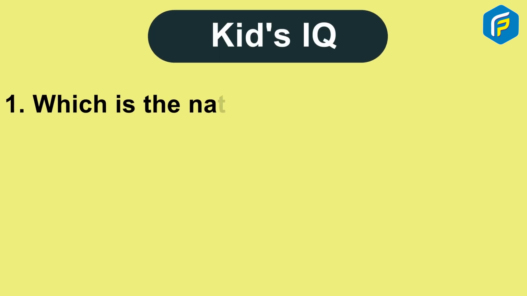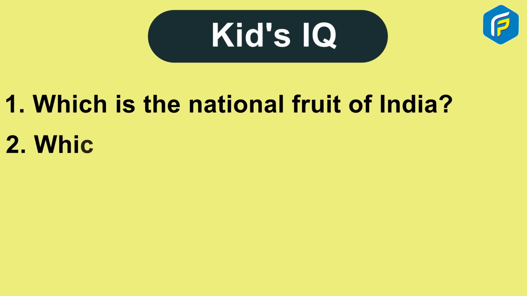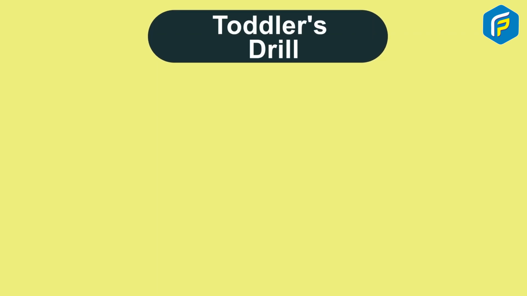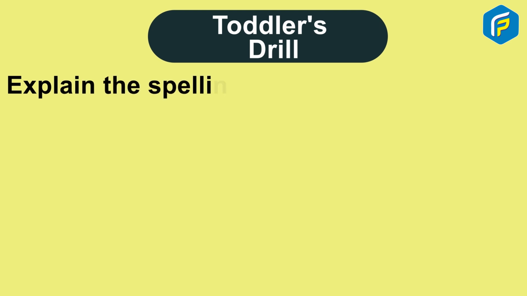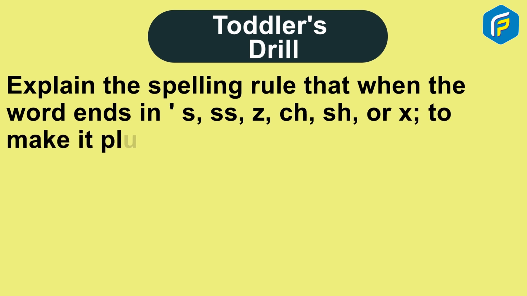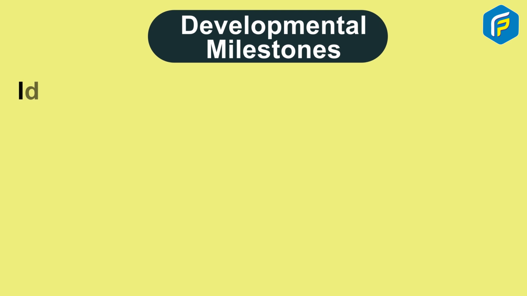Kids IQ. Which is the national fruit of India? Which transport do you take to come to school? Toddler's drill. Explain the spelling rule that when the word ends in S, SS, Z, CH, SH, or X, to make it plural, we add ES. Developmental milestones: identify, associate, recognize.